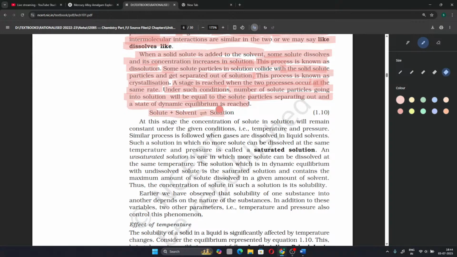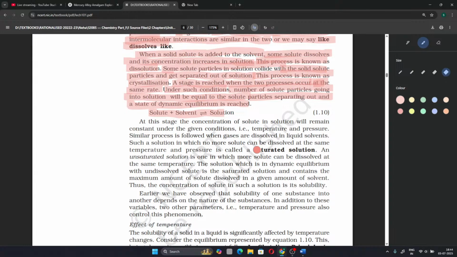Solute plus solvent will change into solution. Basically, they are saying a stage is reached when two processes occur at the same rate. The process is known as dissolution. Some solute particles in the solution collide with the solid solute particles and get separated out of the solution. This process is known as crystallization. Under such conditions, the number of solute particles going into the solution will be equal to the solute particles separating out.